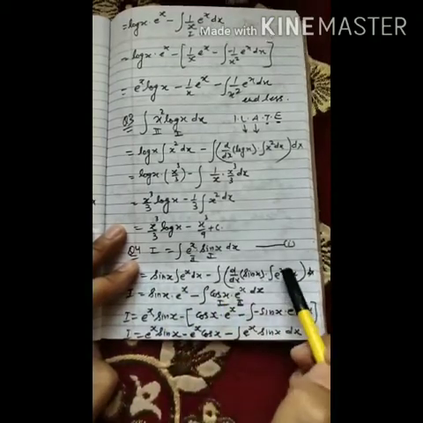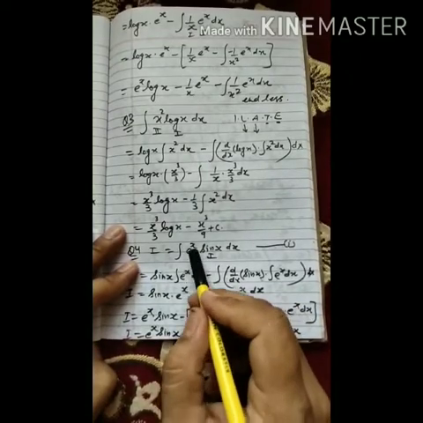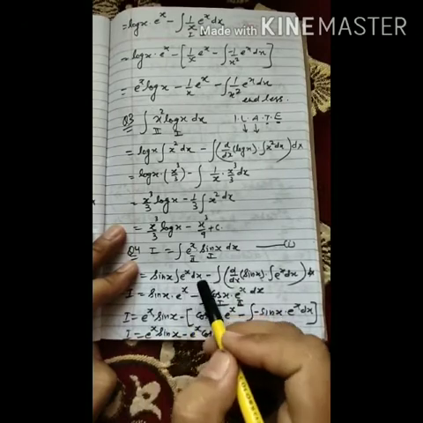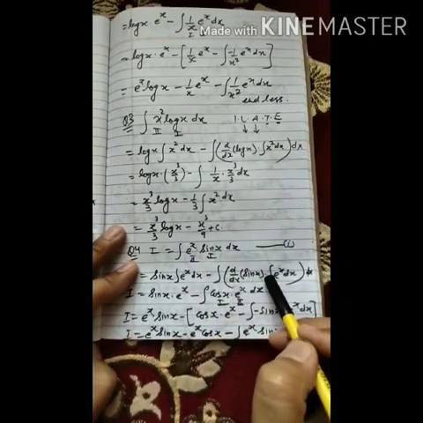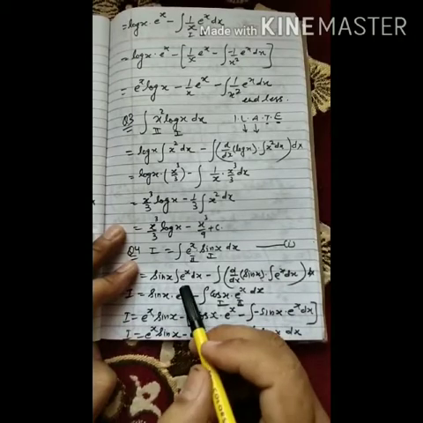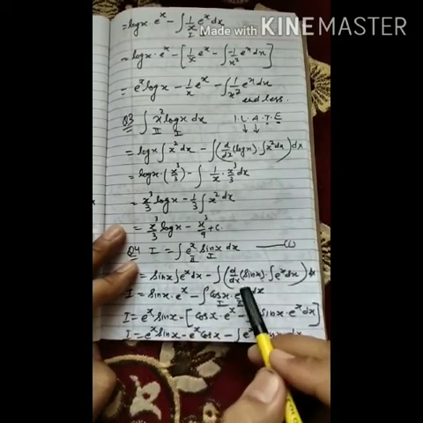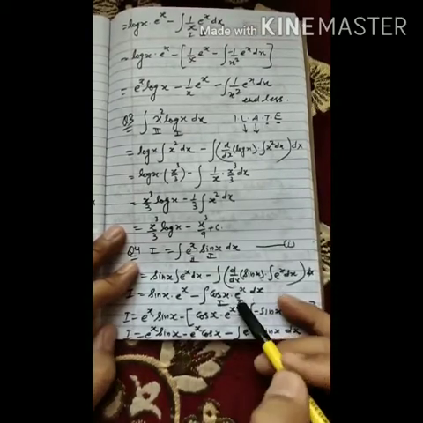Now next question, I equals e^x into sin x. So according to the ILATE rule, sin x is the first function and e^x will be the second. So write the first function as it is, integration of the second function, minus integration of d by dx of the first function into the integration of the second function into dx. Now integration of e^x is e^x itself, and the derivative of sin x will be cos x. Integration of e^x is the same e^x.